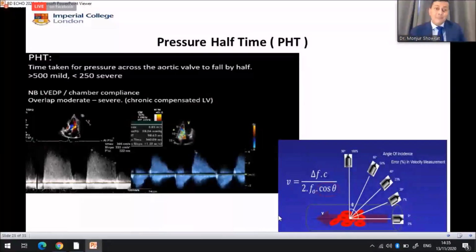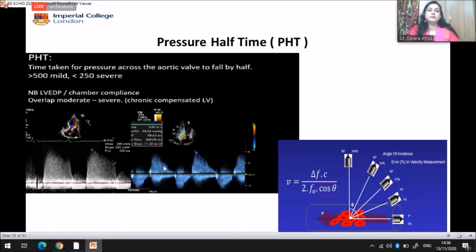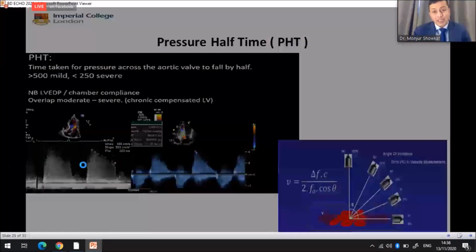And now the pressure half time is another important thing. It tells you how long it takes for the pressure across the aortic valve to fall by half. When you are measuring pressure half time, you need to bear in mind that the velocity has to be at least 4 meters per second. If this is somebody with chronic severe aortic regurgitation, you see the slope fall so rapidly and come down to the baseline. This is somebody with acute AR, and this is somebody with chronic aortic regurgitation.